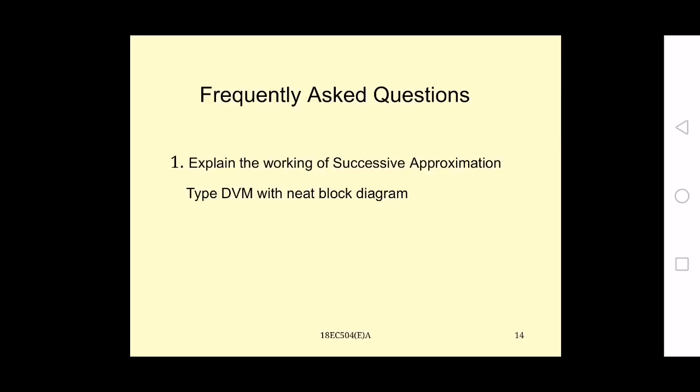So a frequently asked question is: explain the working of successive approximation type digital voltmeter with neat block diagram.